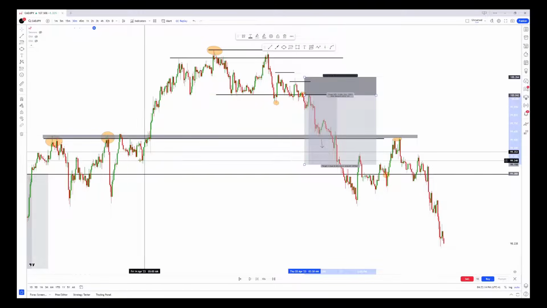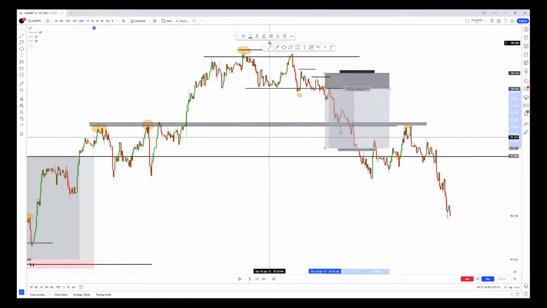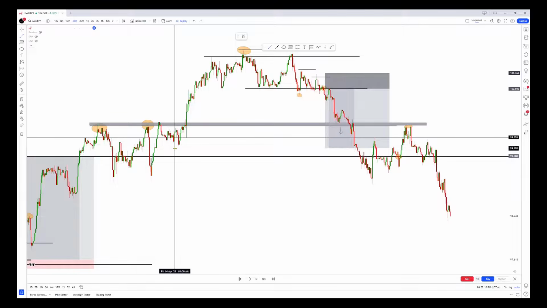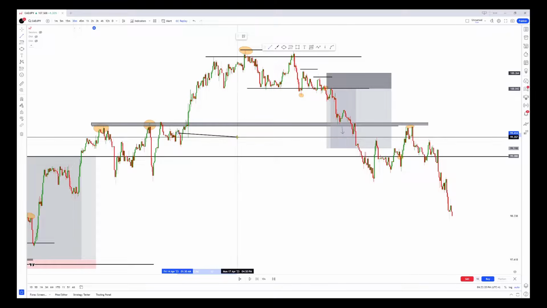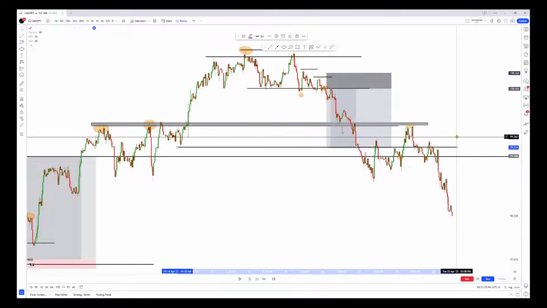We're going to target the last low that we have, which is here. We can do this each and every way. ICC works each and every way. And throughout this series, I'm going to show you so many examples.